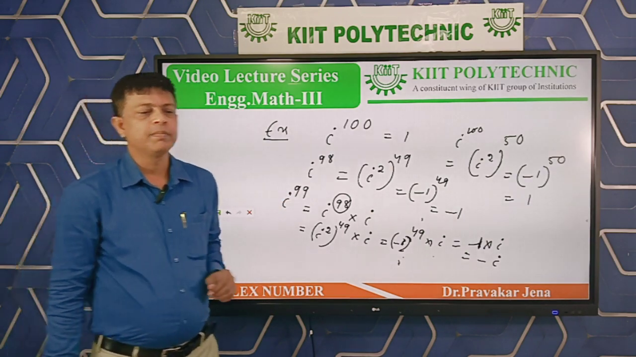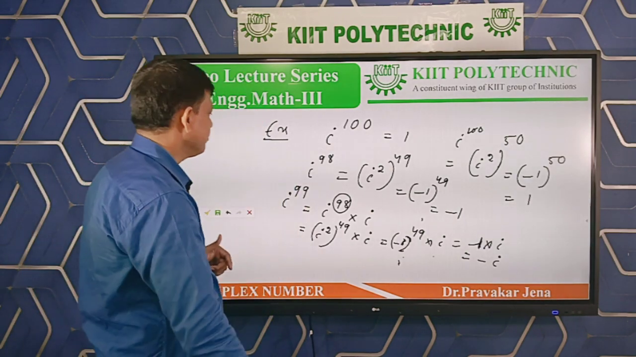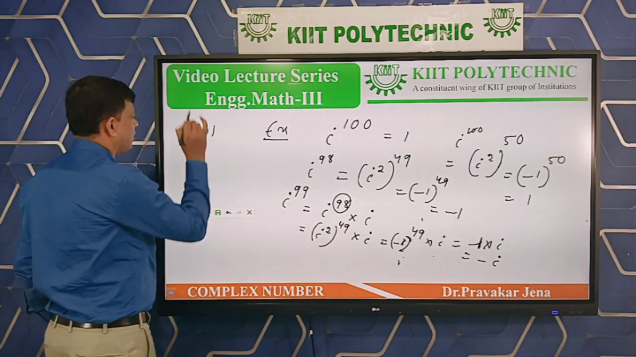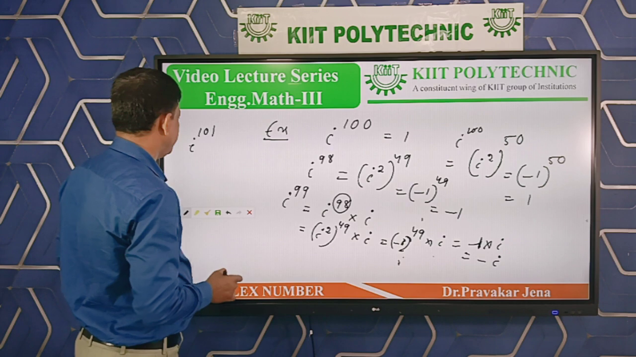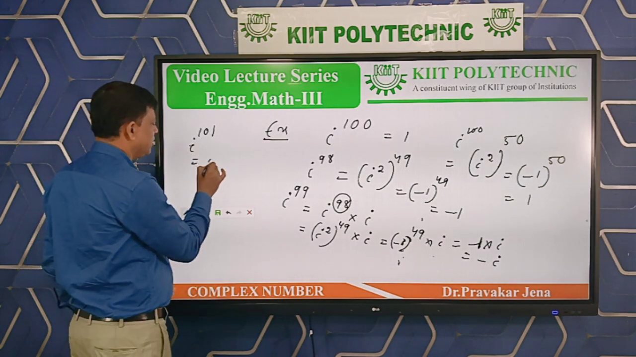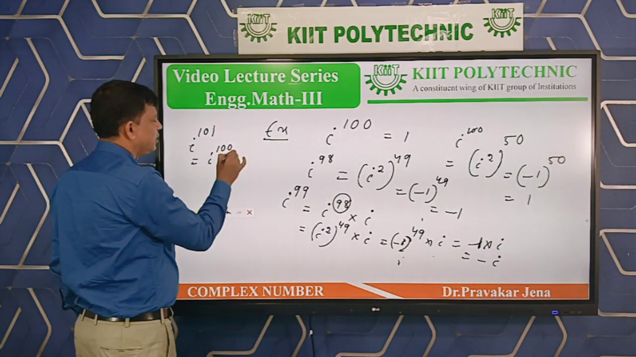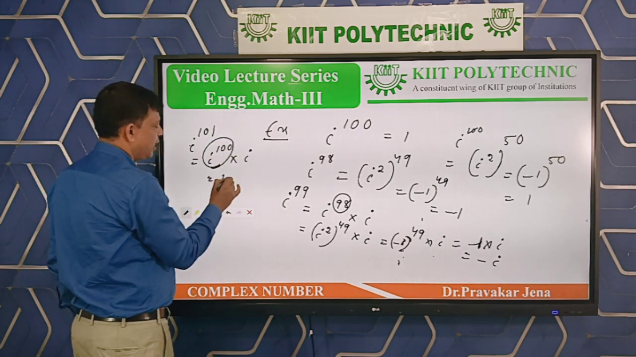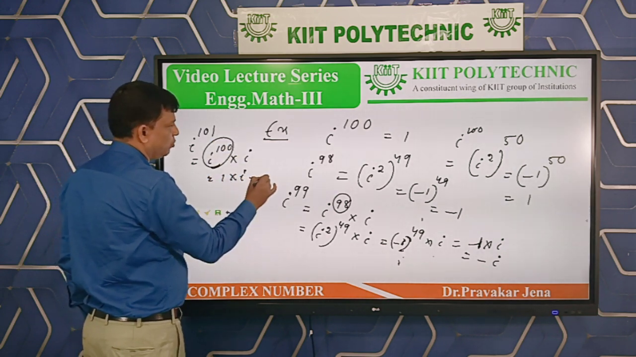And similarly, if the power of i is 101, like i to the power 101, then how to find it out? Same method you can apply here: i to the power 100 into i. So then you can proceed. This value is 1, that is 1 into i, and the value will be i.